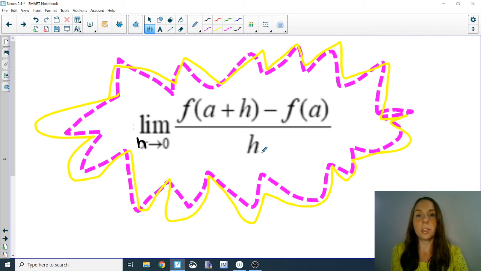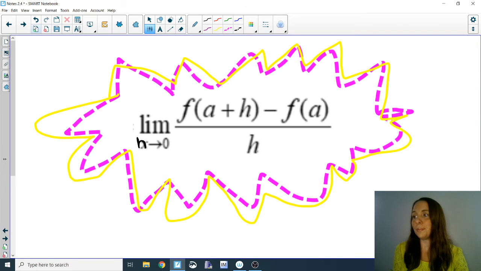And then how do we take it from 2 separate points to just 1 point? We throw in this limit, and the limit is as h goes to 0. That is how you find the instantaneous speed. That is how you find what is called the slope of a curve at 1 point.